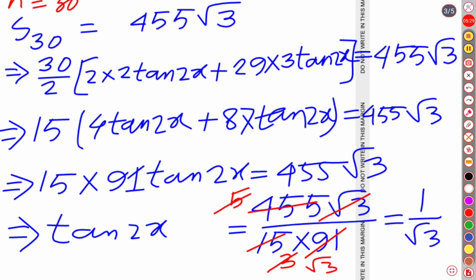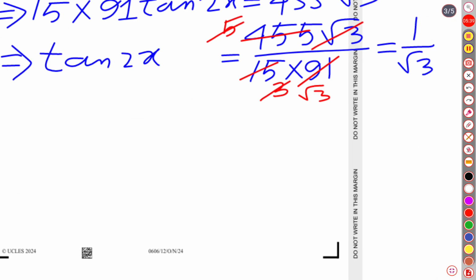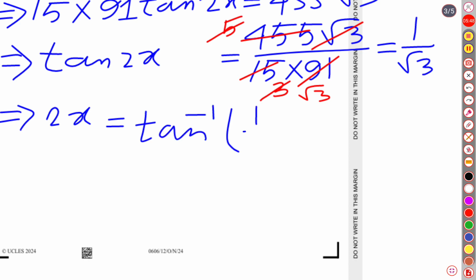Okay, then we will have to write: if we isolate 2x, tan 2x is equal to 1 over square root of 3. Tan inverse of 1 over square root of 3 is actually 30 degrees. Well, now let us see whether any condition is given for the domain.